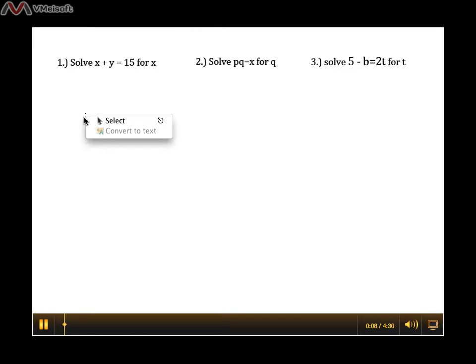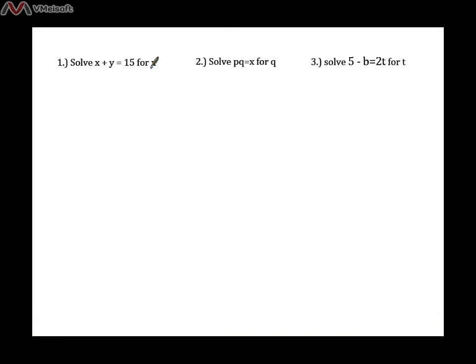So for number 1 here, we have two terms. We have x plus y equals 15, and we're solving for x. So step 1 says circle the variable we're looking for. We're looking for x. There's two terms, and the term that is not involved with the variable we're looking for is this one right here.